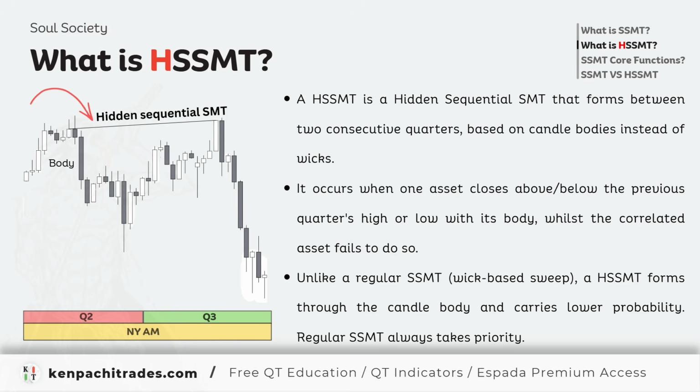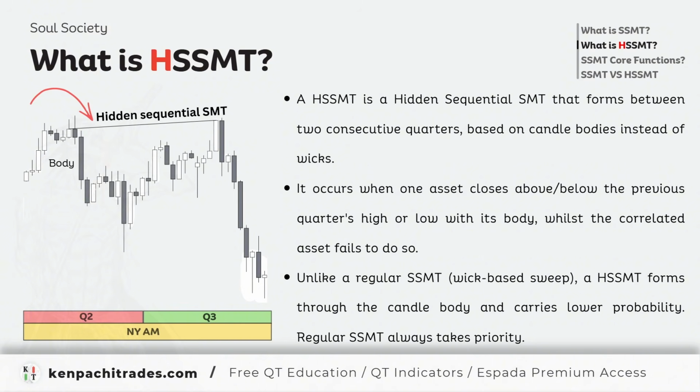Now, here's the important part. The hidden SSMT carries lower probability compared to regular SSMT. So we always give priority to the regular SSMT. Think of it like this. Regular SSMT is your main signal. Hidden SSMT is a backup signal. If you see both on your charts, trust the regular one first. That's hidden SSMT. Simple concept, but good to know when you read the charts.